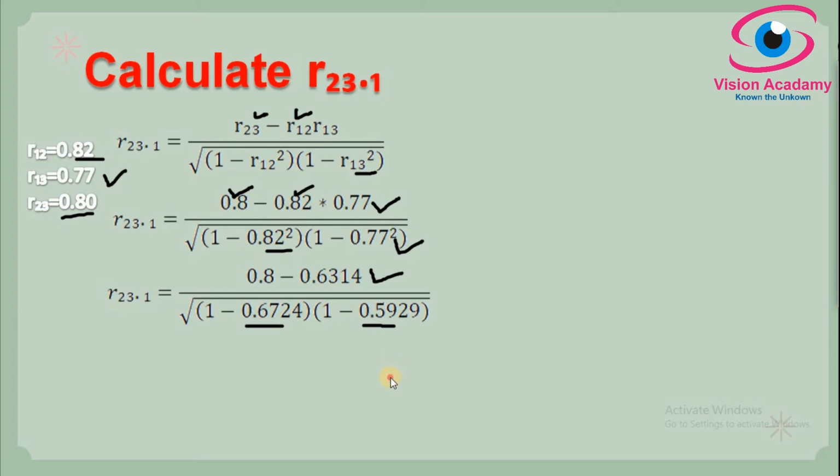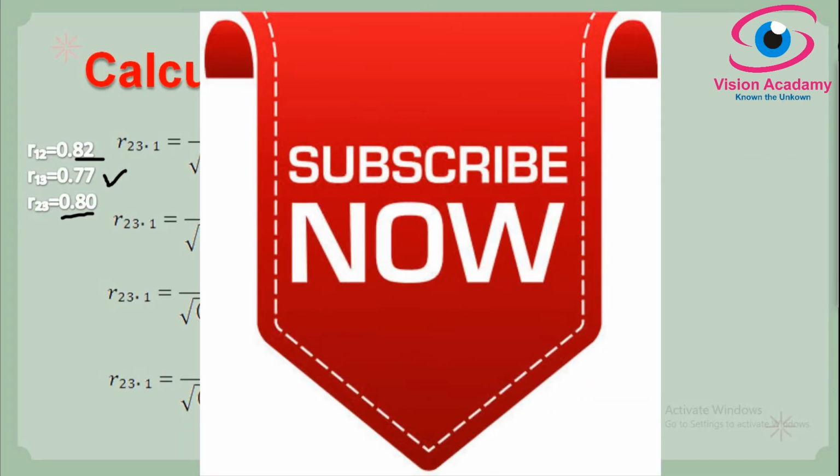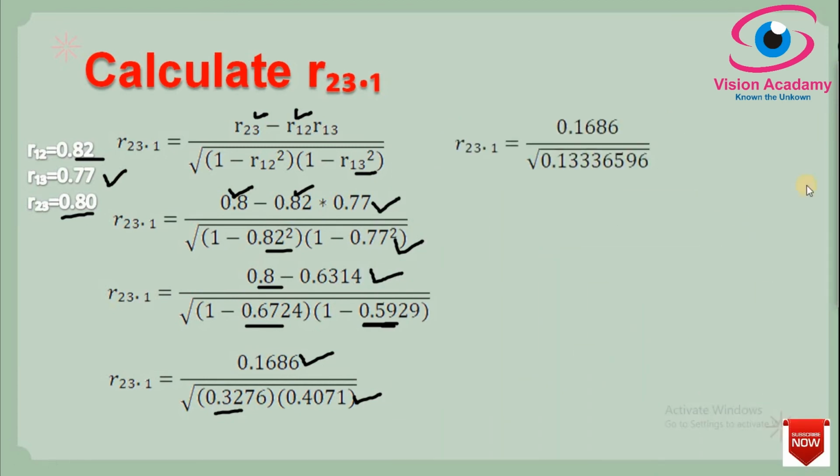I will go for the next simplification. In the numerator, we have subtracted 0.6314 from 0.8, so I got 0.1686. In the denominator also, subtracting 0.6724 from 1, I got 0.3276. Here 0.5929 is subtracted from 1, so I got 0.4071.